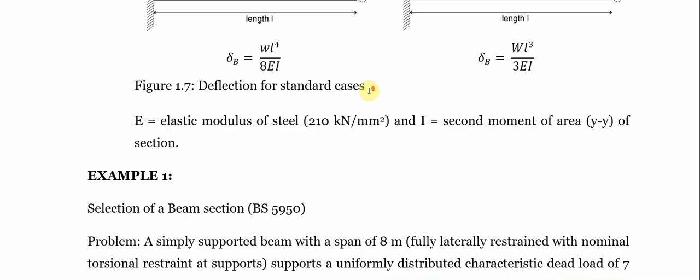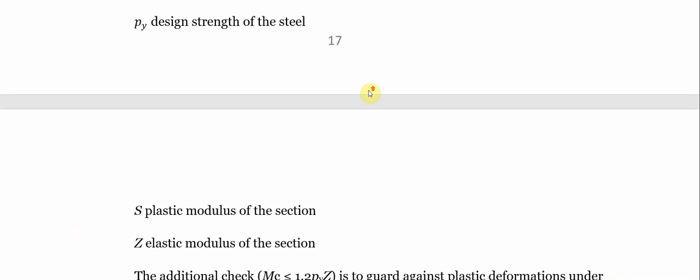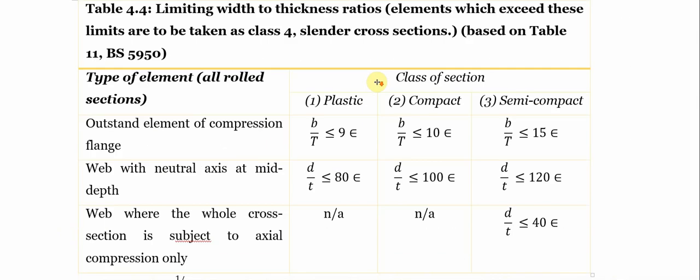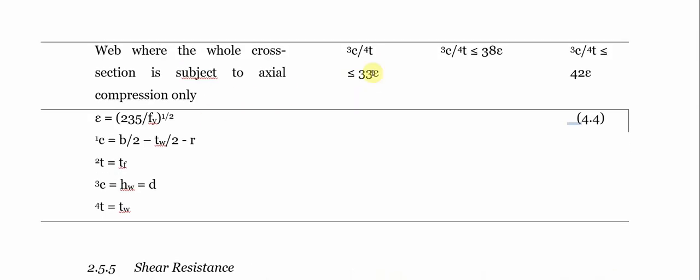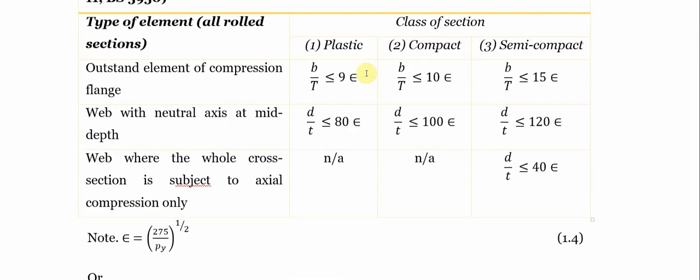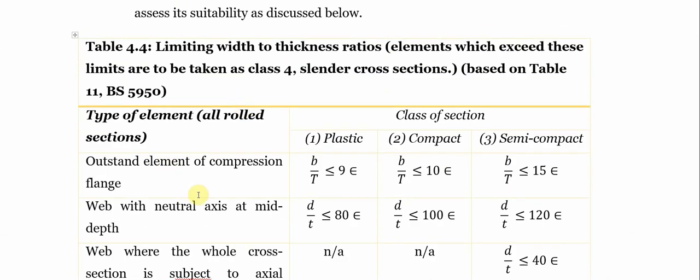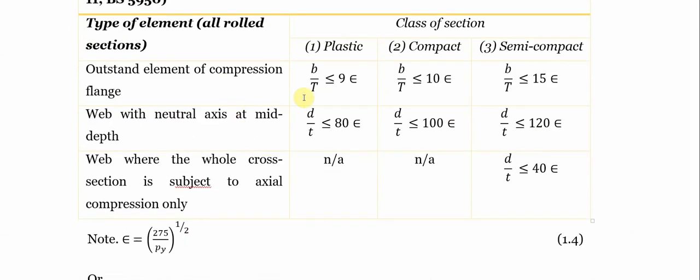Maybe I have it in the notes. The table that I'm trying to select is the one for this Eurocode, this for BS, this table. The table we're trying to look at is whether b over T is less than or equal to 9 epsilon, as you saw the other time. Since epsilon is 1, b over T is still less than or equal to 9. Definitely this is under a plastic section.